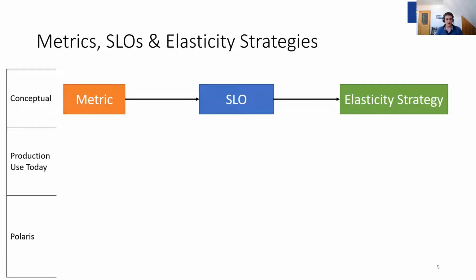So in general, each SLO on a conceptual level requires one or more metrics as input. The metrics are like CPU usage, memory, and so on. They are exposed by the workload that's running, so by our service. And the SLO will periodically evaluate if our workload conforms to our goals. If not, so if the SLO is violated, then it will trigger what we call an elasticity strategy. So this can be, for example, horizontal scaling, so adding more instances of the service.